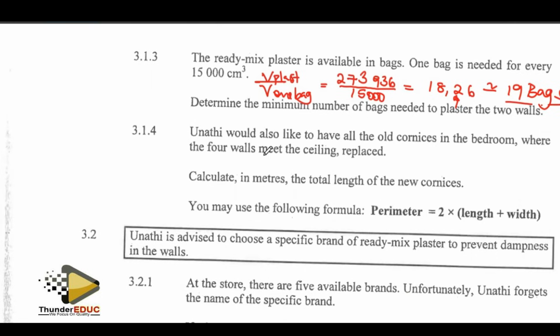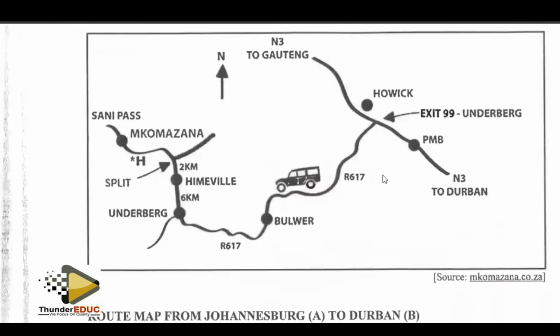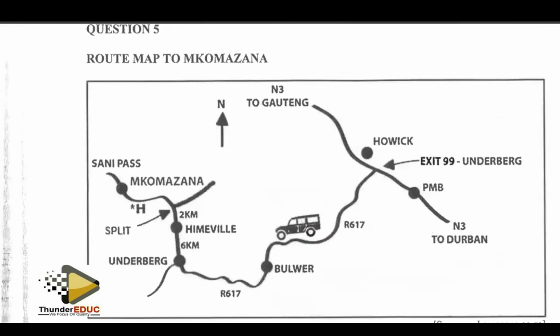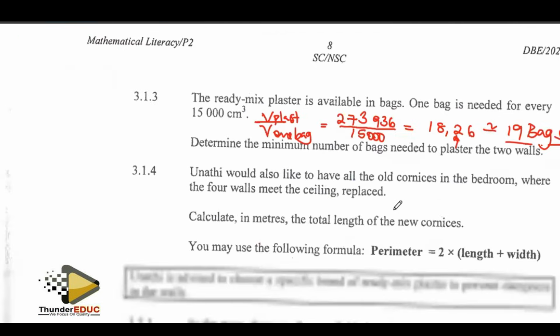One auntie would also like to have all the old cornices in the bedroom, where the 4 walls meet the ceiling, replaced. Now take note, the cornices are those white parts that hold the ceiling. It's between the ceiling and the wall. So they need to replace them.